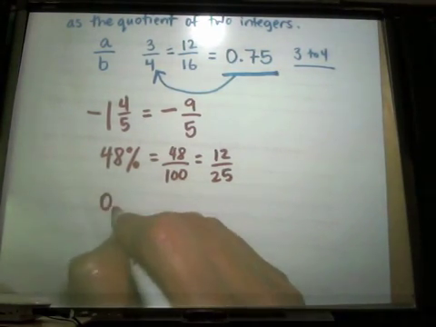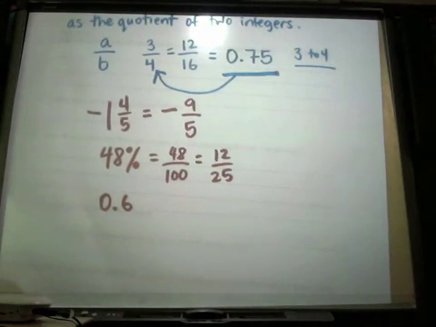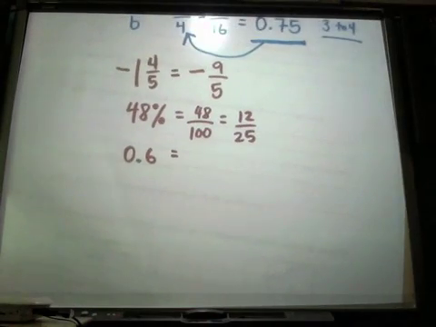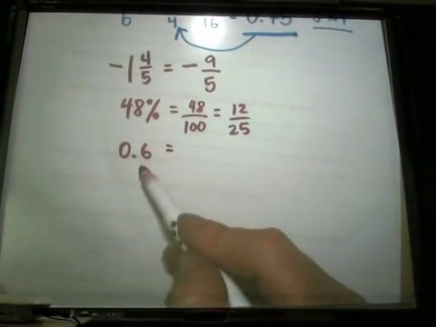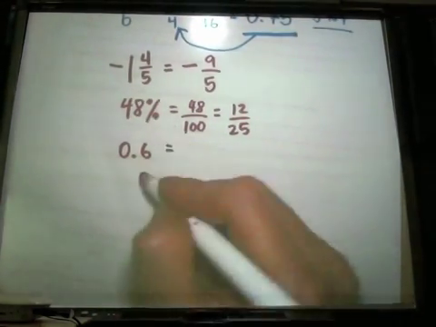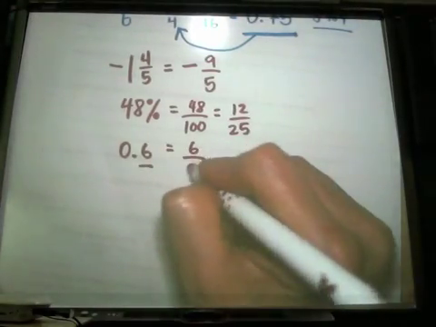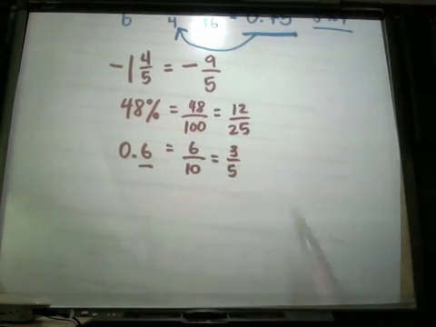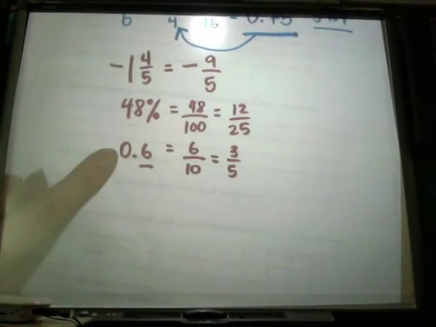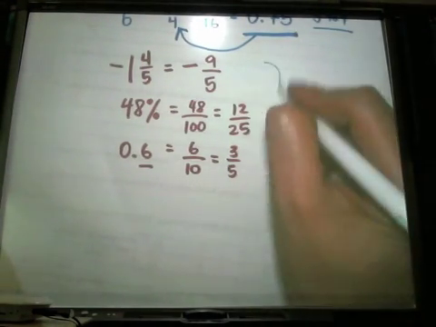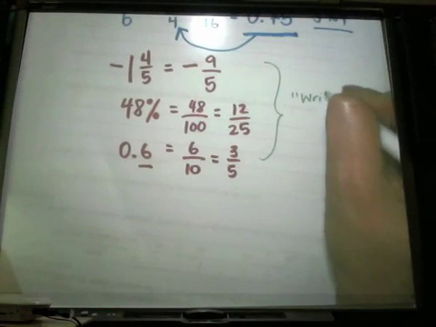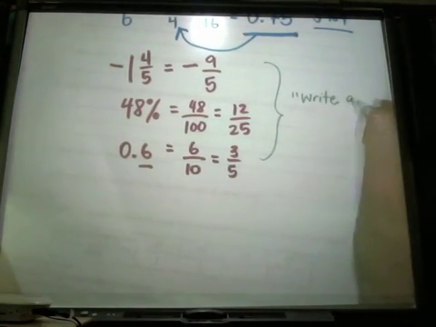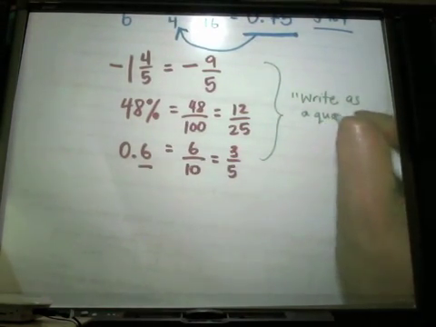Okay, last example, what if I had 0.6? How could I write that in its rational number form? Vincent? 6/10. Yeah, just read the decimal. 6 what? 6/10 because of this place. 6/10. And then, of course, we could simplify that to 3/5. So first of all, I believe in your book for this, where you're going to be turning them all into rational numbers, the directions will say write as a quotient of integers.